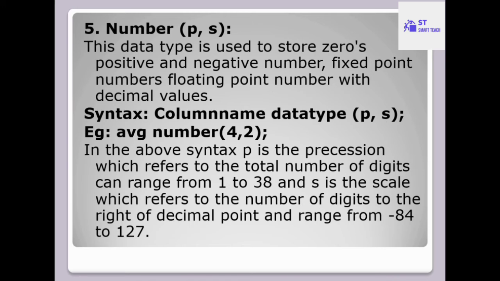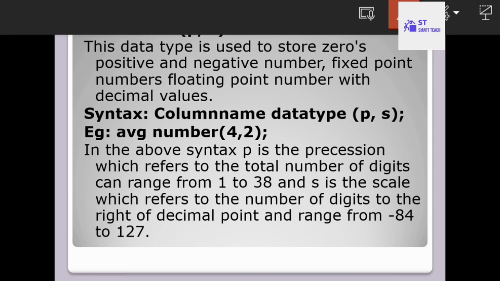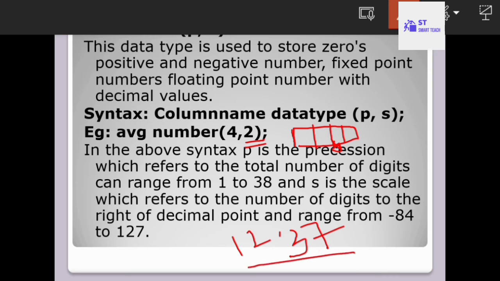Next example, average, number data type 4,2. Okay, so here 4,2 means 4 are memory spaces and 2 is used to indicate decimal points. Which means 12.37, okay, you can store this type of numbers. So 4 is the size and 2 are decimal points.